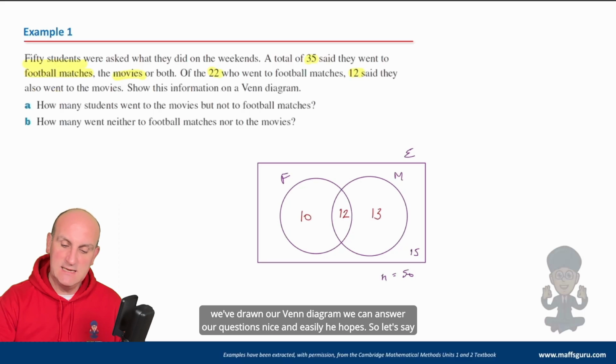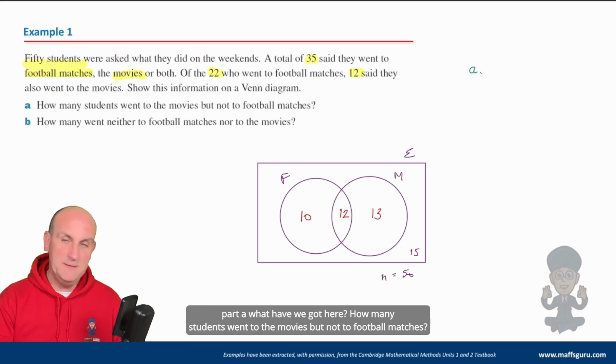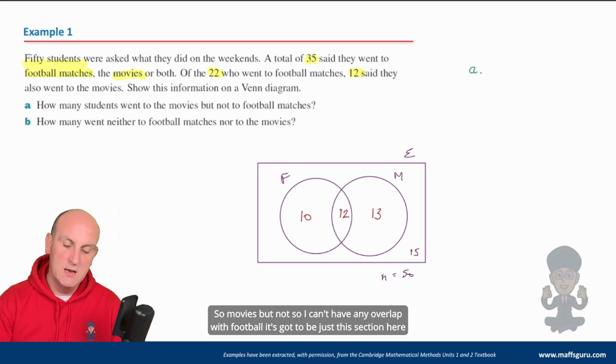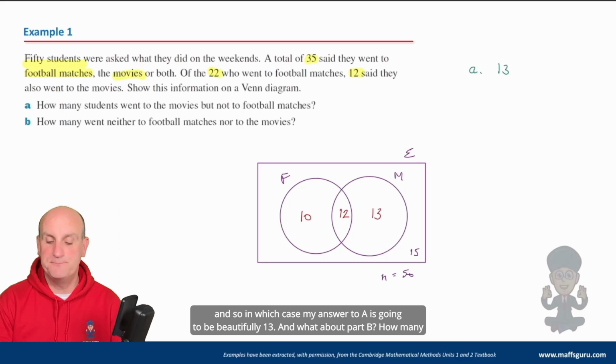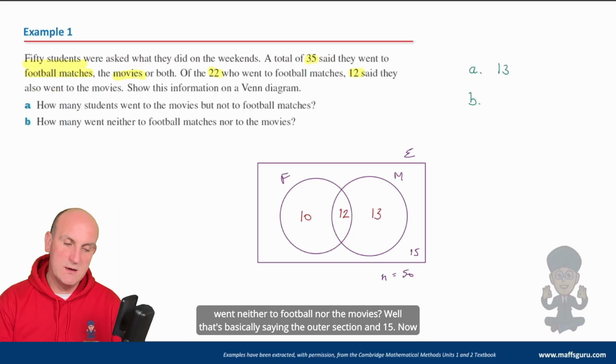Nice and easily, he hopes. So let's say part A, what do we have here? How many students went to the movies but not to football matches? So movies, but not football, so I can't have any overlap with football. It's got to be just this section here. And so my answer to A is 13. And what about part B? How many went neither to football nor the movies? Well, that's basically saying the outer section, and that is 15.